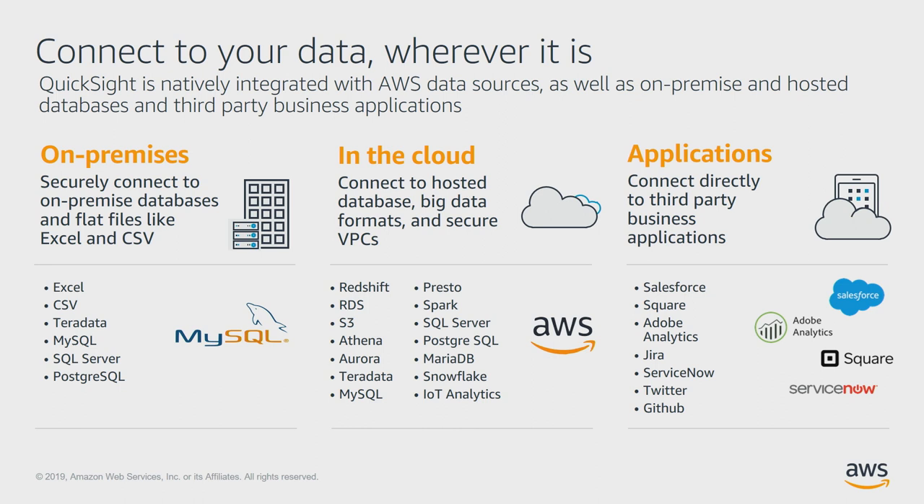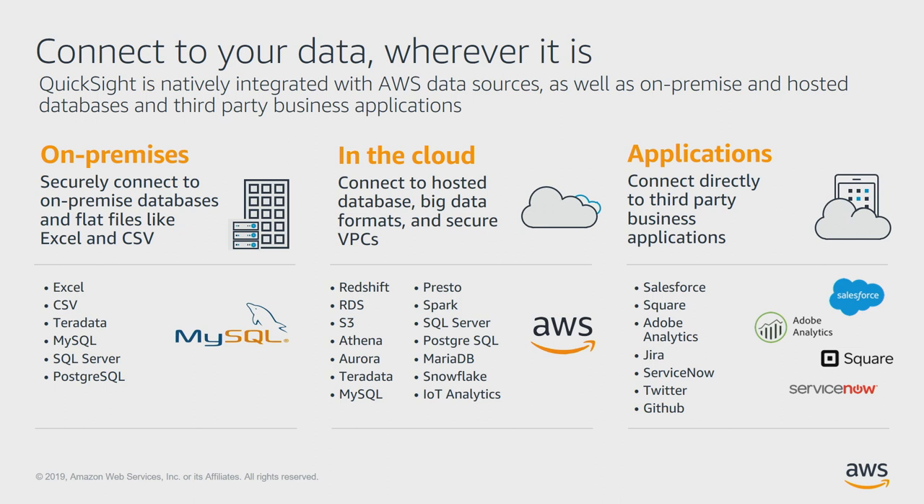That includes data sources that may be on-prem, so as long as you've got the networking access set up right, you can use QuickSight to analyze data from on-prem databases. There's a bunch of tools here, like RDS, which is our managed relational database service. QuickSight can integrate with that, and also with a bunch of third-party applications, so things like Salesforce and Square and Adobe Analytics.